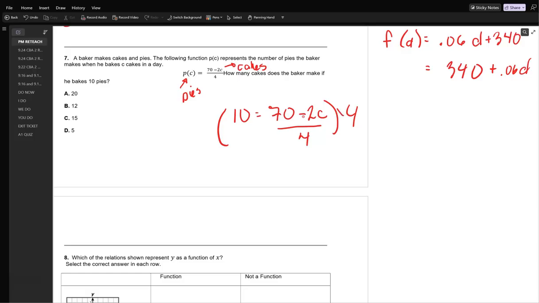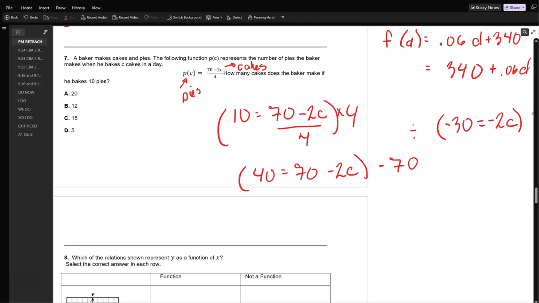We can multiply both sides of the equation by 4. Subtract 70 from both sides, which gives us, and we can divide everything by -2, which gives us 15 equals C, or 15 cakes. Okay, let's keep marching forward.